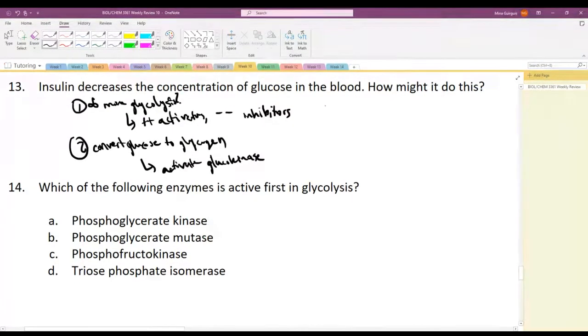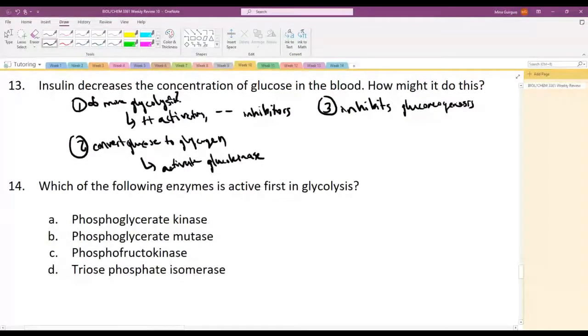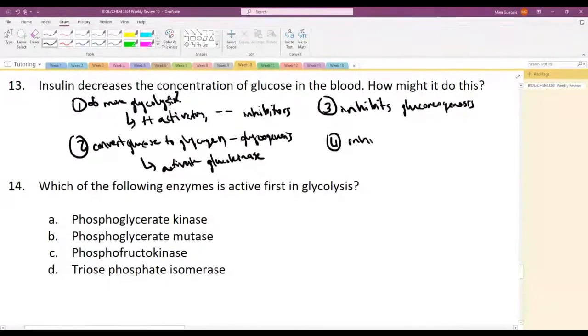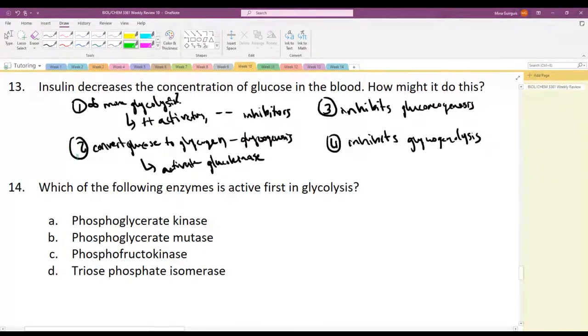There's also the opposite of these, right? So maybe it inhibits gluconeogenesis. Or just like with glycogenesis, it could also inhibit the opposite of glycogenesis, which is called glycogenolysis. Glycogenolysis. Okay, so I'm not saying that any of these four is correct, and ultimately the correct answer I believe ends up being the second one we listed here.